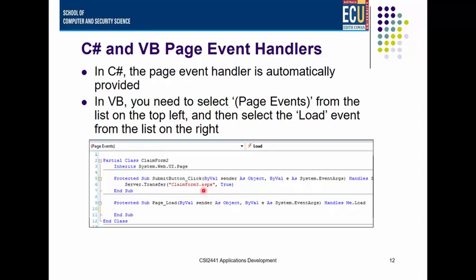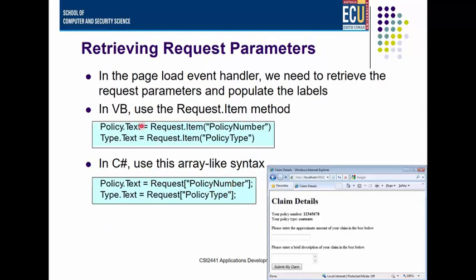In C#, the text would be a little bit different. Okay, and one other thing, in C#, event handlers are automatically provided. If you go, the page load event would be there. In VB.NET it's not the case. You have to basically click these pop-up drop-down menus and select the method you want to generate, and if you select the load value from that drop-down, it will generate the method signature for that method.